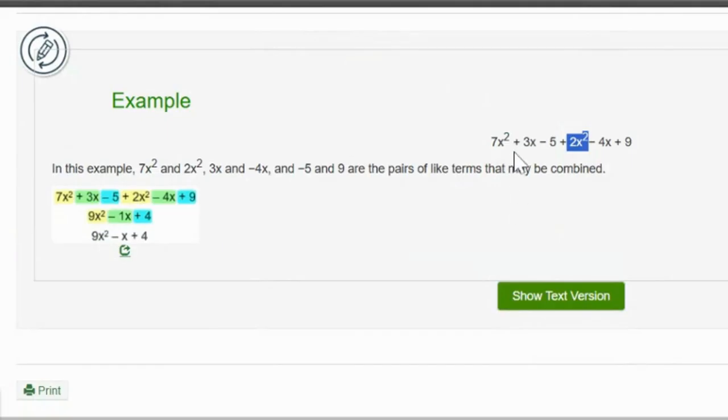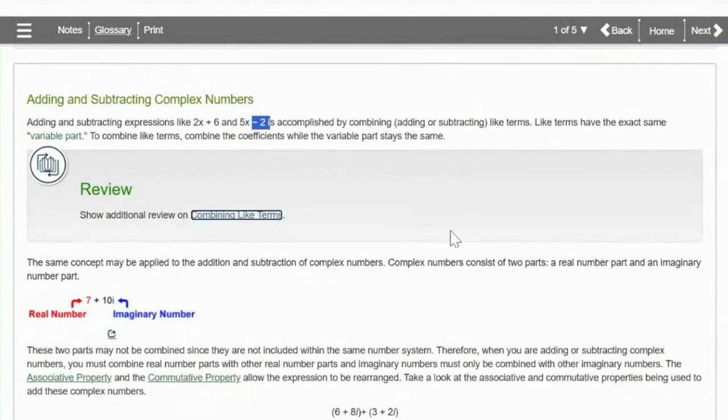The 3x can only be combined with the negative 4x. Those are both x terms. So that ends up negative 1x when we add 3x minus 4x. And then the negative 5 and the plus 9 are just numbers. Numbers can only be combined with other numbers, and we get the plus 4. But that's a little reminder on like terms.